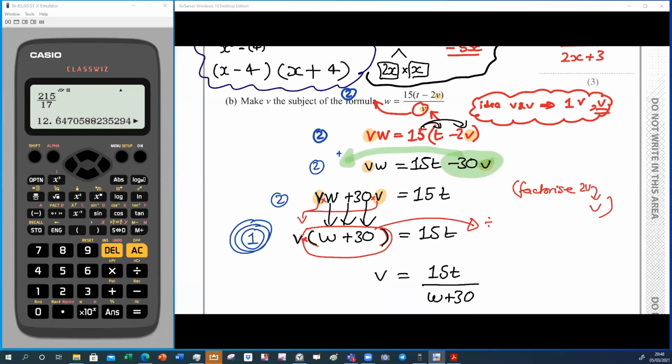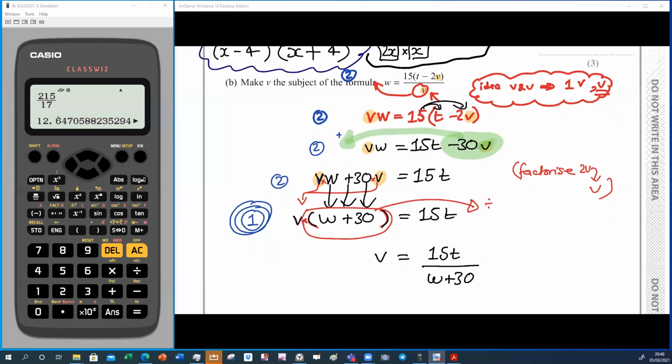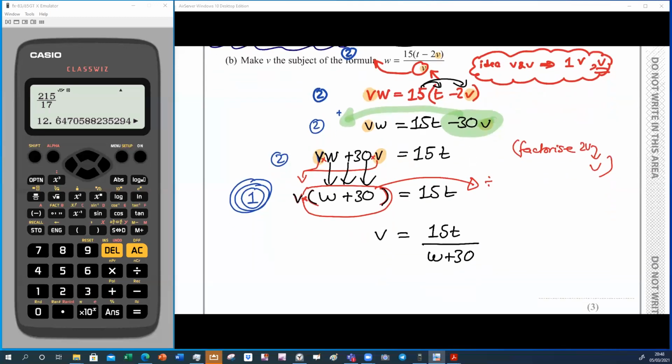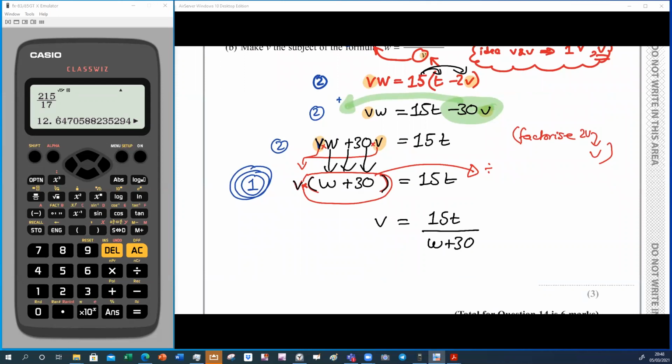Now you can't leave the bracket in again, because now the multiplying effect is gone from the W plus 30 bracket with the V. We're not multiplying anything anymore. We don't really need the bracket, and we want to be professional. So what's our final answer? V equals 15T over W plus 30. Fantastic, lovely, well done.